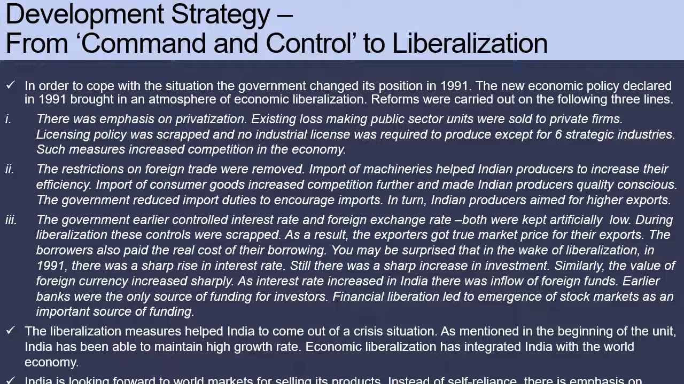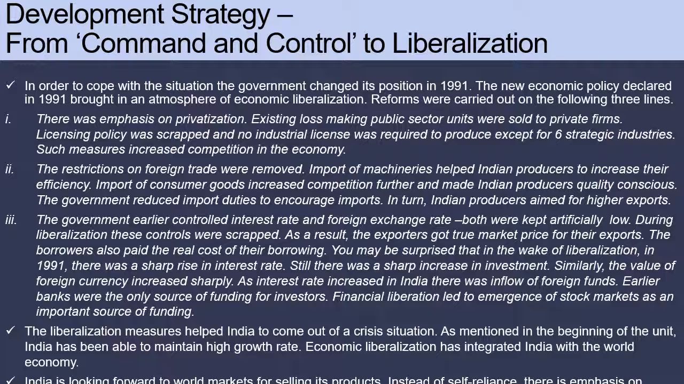3. The government earlier controlled interest rate and foreign exchange rate; both were kept artificially low. During liberalization these controls were scrapped. As a result, the exporters got true market price for their exports. The borrowers also paid the real cost of their borrowing.